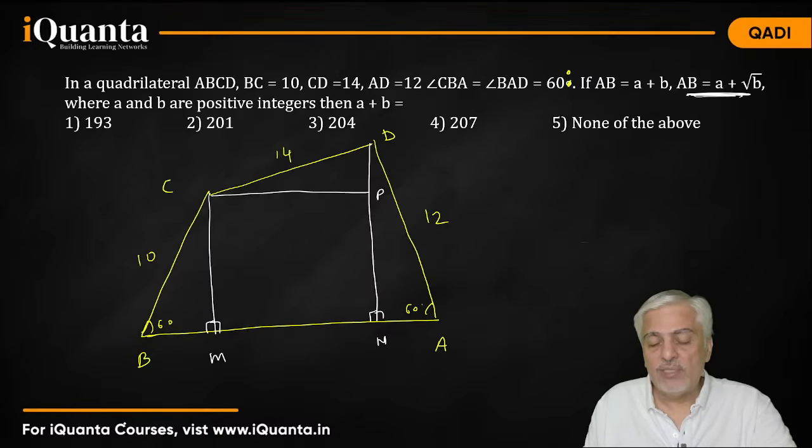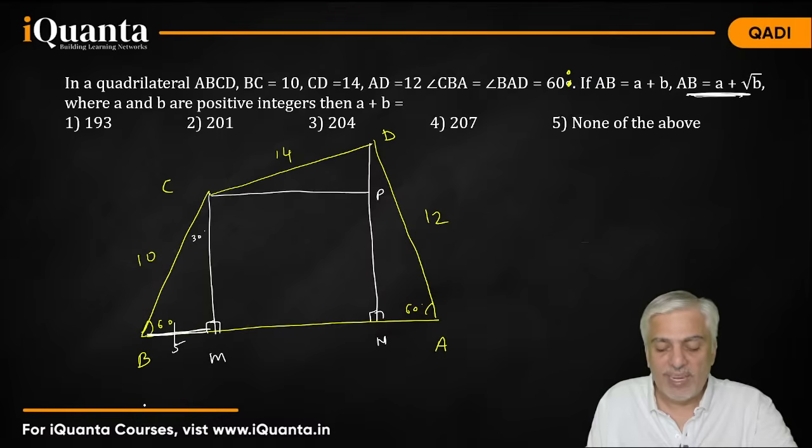So AB is in three parts. One is BM, which is very easy, 30, 60, 90 theorem. Side opposite to 30 is half of hypotenuse, so this will be 5. Same thing over here, side opposite to 30 degree will be half of hypotenuse, so this will be 6. So we have already got this as 5, this is 6. Now, I need mainly AN. How will I get AN?